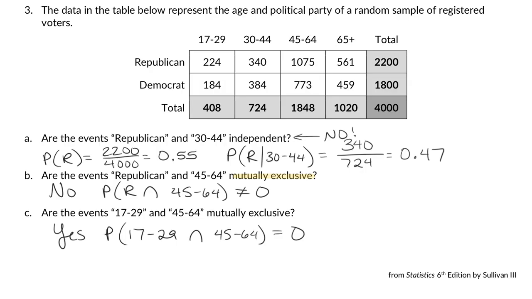So again, mutually exclusive is looking for the overlap, and that is a different question than asking about independence. Independence is if knowing the probability of something else affects the probability of the next event. Different than mutual exclusivity.